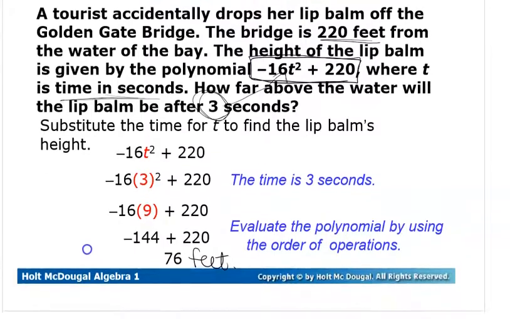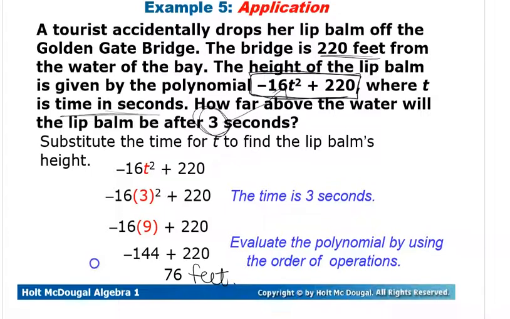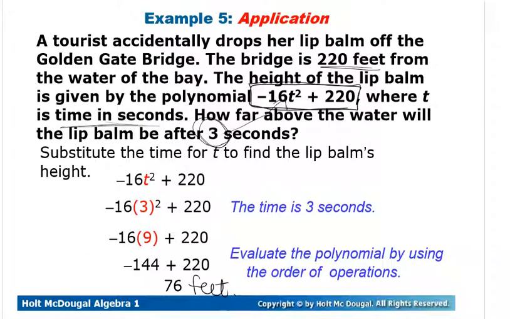Okay, so these are the type of things we're going to be getting into with the quadratics and other kinds of things, all kinds of polynomials. So sit back, get comfortable.